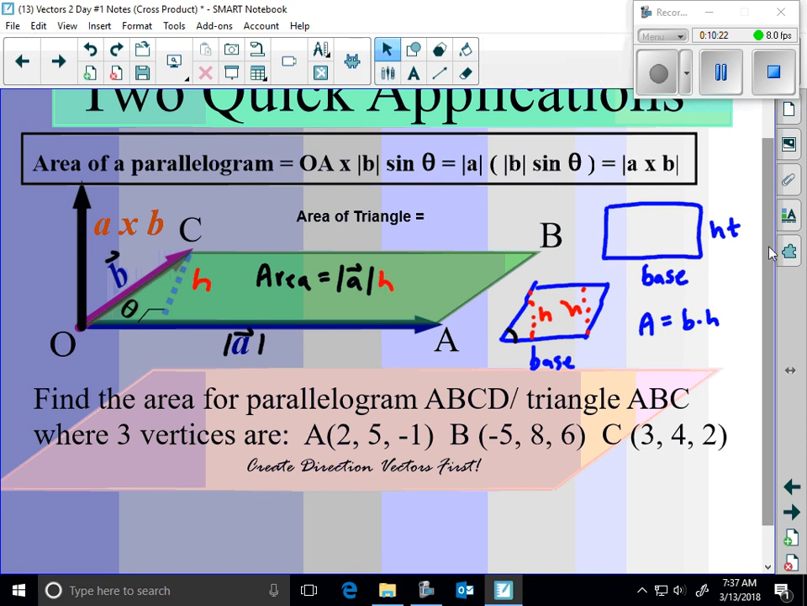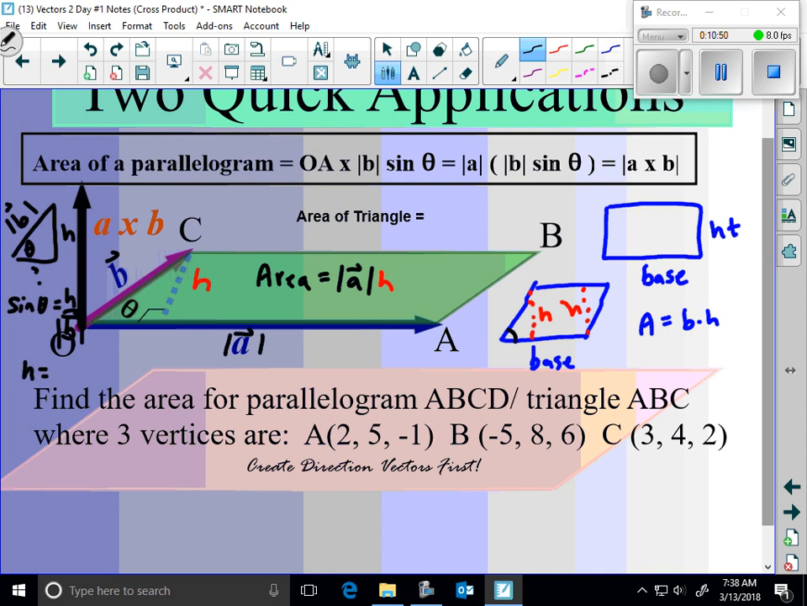Times the height. Let's figure out how to find that height. Now, if I took that triangle out of there, I don't really care about this length at all, but I'm looking for that. I have that angle theta. I can find the angle between, and I know this length is the magnitude of B. Well, the way that I would find the height is I'd take the sine of theta, and that would equal h over the magnitude of B. And therefore, h would equal the magnitude of B times the sine of the angle between.